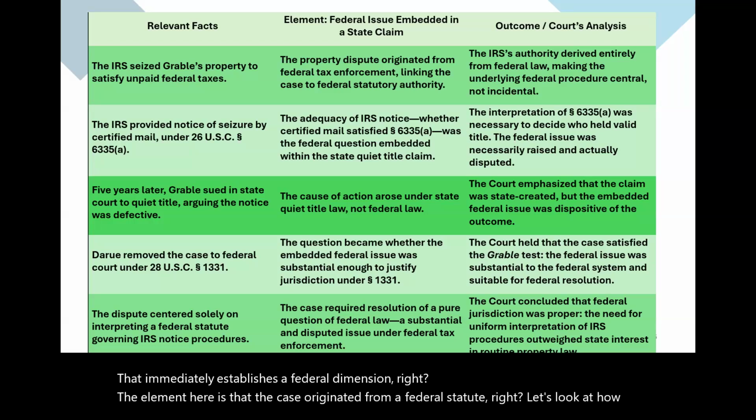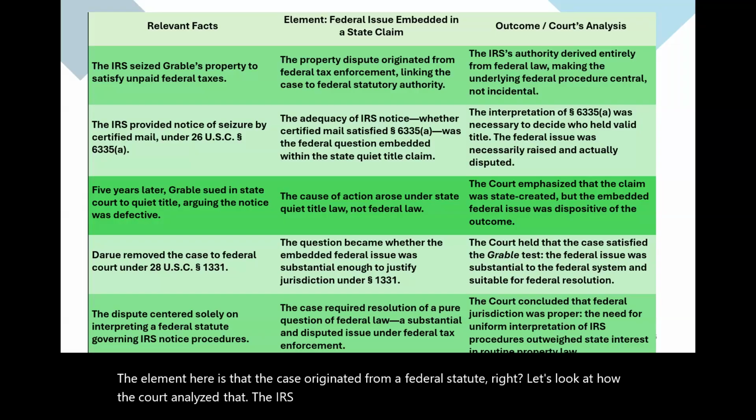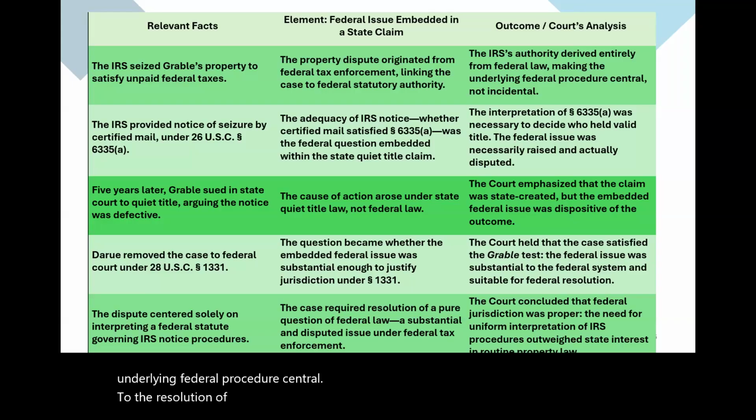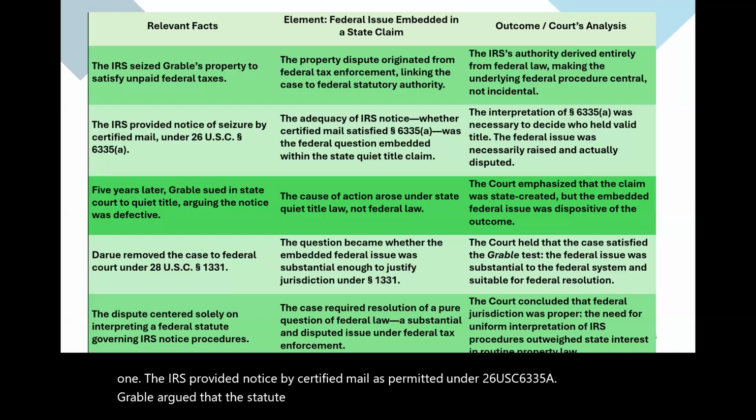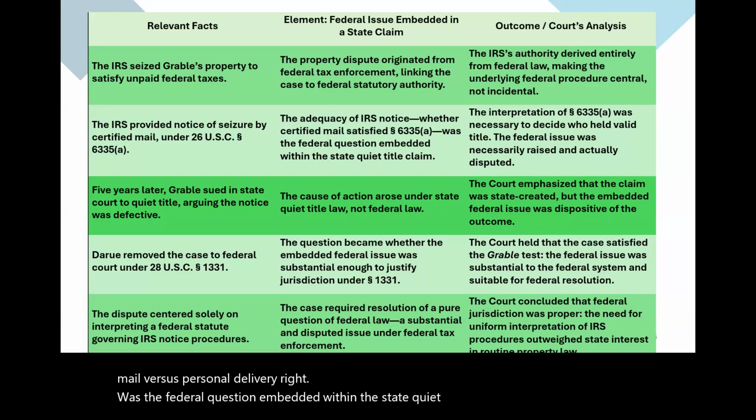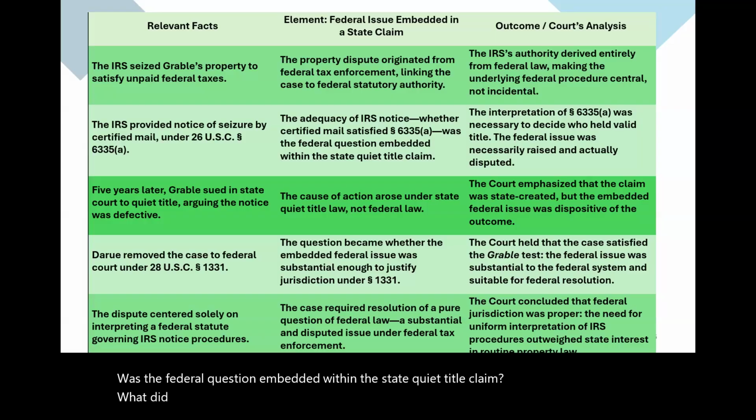Let's look at how the court analyzed that. The IRS's authority derived entirely from federal law, making the underlying federal procedure central to the resolution of this state quiet title claim. Let's look at the second one. The IRS provided notice by certified mail as permitted under 26 USC 6335A. Grable argued that the statute required personal service. The adequacy of notice, certified mail versus personal delivery, right, was the federal question embedded within the state quiet title claim? Well, what did the court say in its analysis?